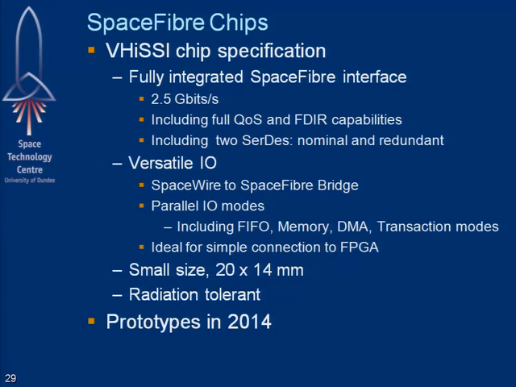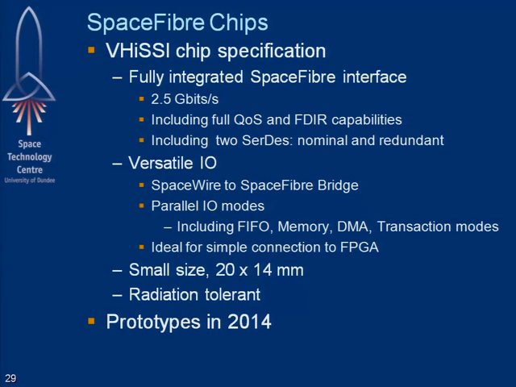So this device is a fully integrated SpaceFibre interface running at 2.5 gigabits per second. It includes the quality of service and FDIR capabilities. It has 2 serializer deserializers, 1 nominal, 1 redundant. And into the device, we've incorporated versatile I/O capabilities. So we've got a SpaceWire to SpaceFibre bridge mode, and then various parallel I/O modes, including FIFO interfacing, memory interfacing, DMA, and transaction mode, which is designed to simplify software interfacing.